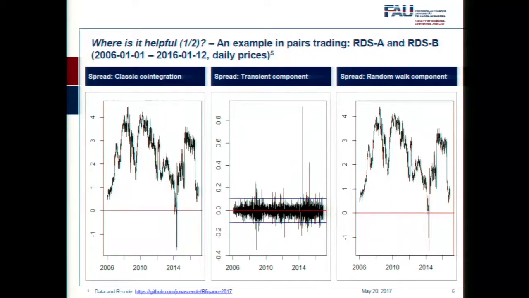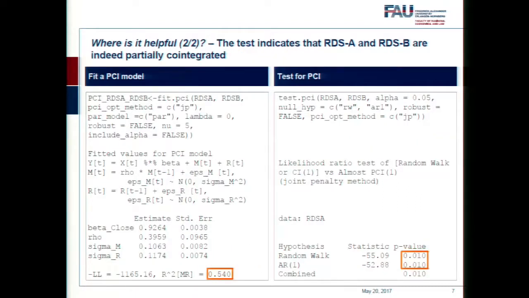So clearly, RDSA and RDSB are not co-integrated in a classical way, but applying a partial co-integration model seems to be appropriate. And that's what we have done in the next slide. On the left-hand side, you see the R output of the PCI function. You see corresponding parameter estimates and standard errors. On the last slide, I said that the spread time series exhibits a strong mean reverting behavior, and this is here quantified by a PVMR of 0.54.